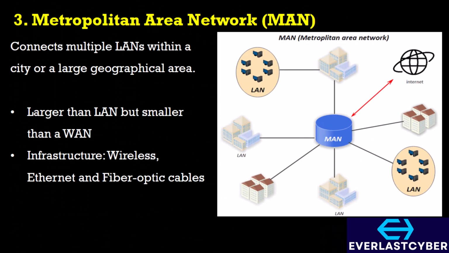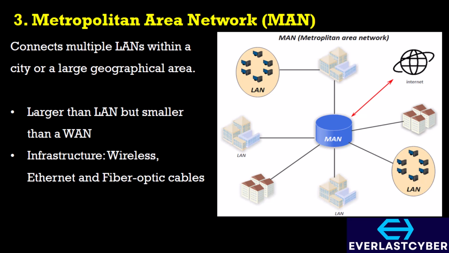The next one we're going to be looking at is the Metropolitan Area Network, or MAN. The MAN connects multiple LANs within a city or a large geographical area, and it is larger than LAN, but smaller than the wide area network. The infrastructure for this kind of network is wireless, Ethernet, and also fiber optic cables. These are the technologies that it uses for its infrastructure.